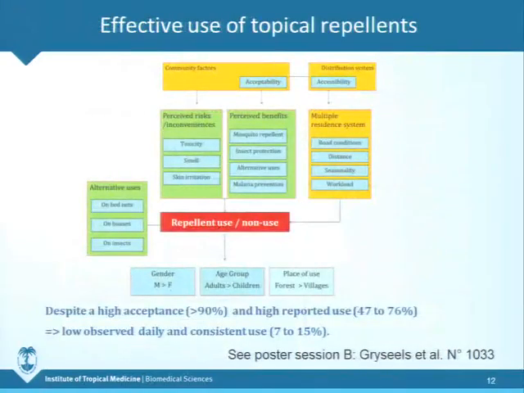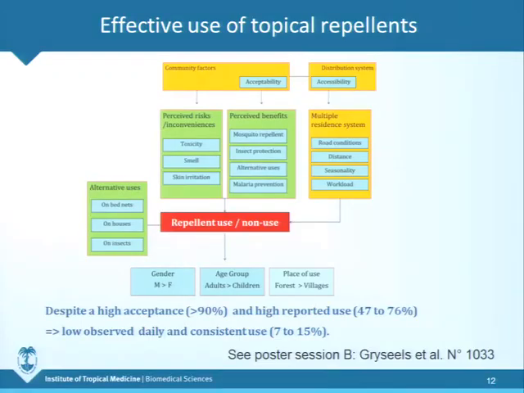So regarding the social sciences, we also looked at accessibility, and the accessibility was largely improved during the second year. But after that you have the acceptability, and the acceptability was very, very high for mosquito repellents as protection against insects, but also for alternative use.